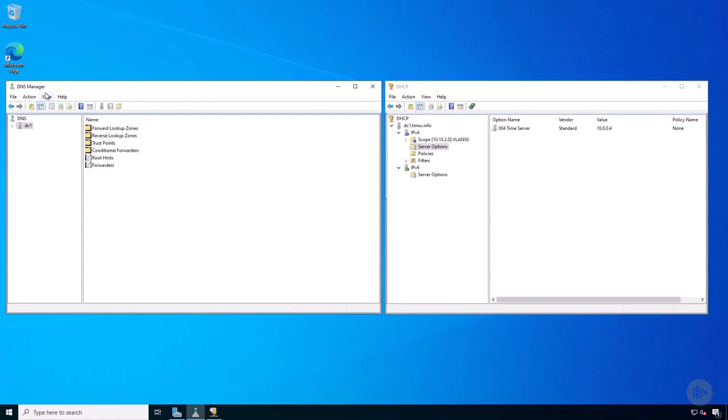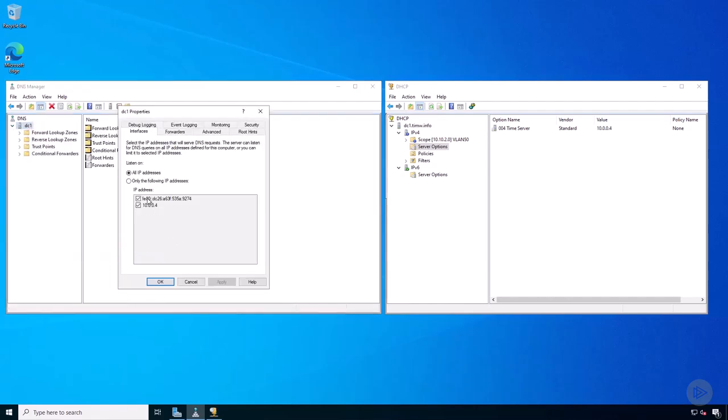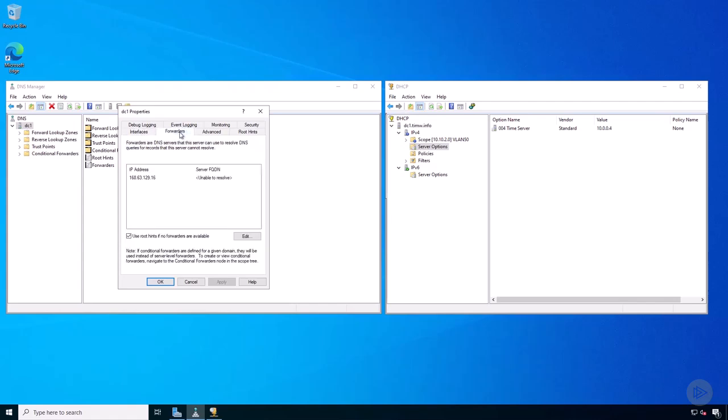Let's take a look at our DNS zone over on the left here. I've got my server, and if we take a look at its properties, we've got the IP addresses, both IPv6 and IPv4, that this machine is listening on, and note I can turn on or turn off that listener.